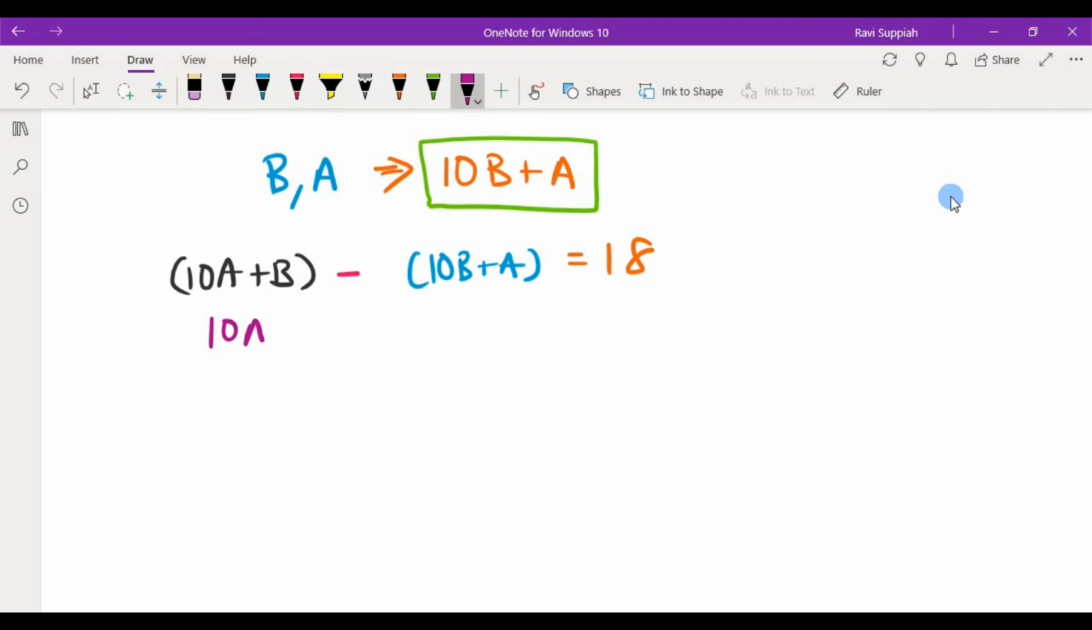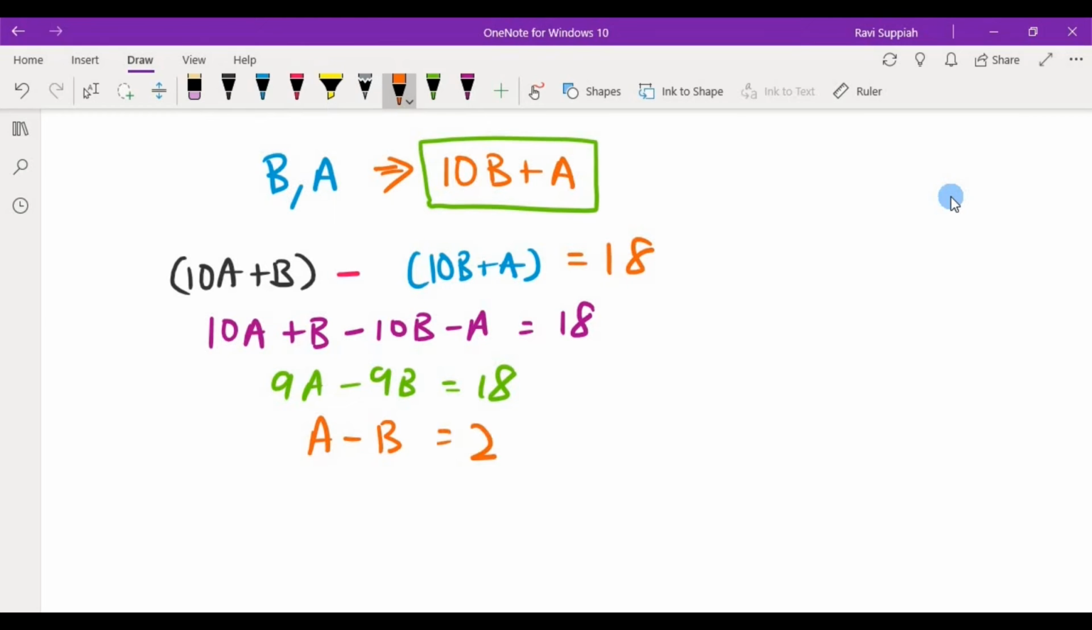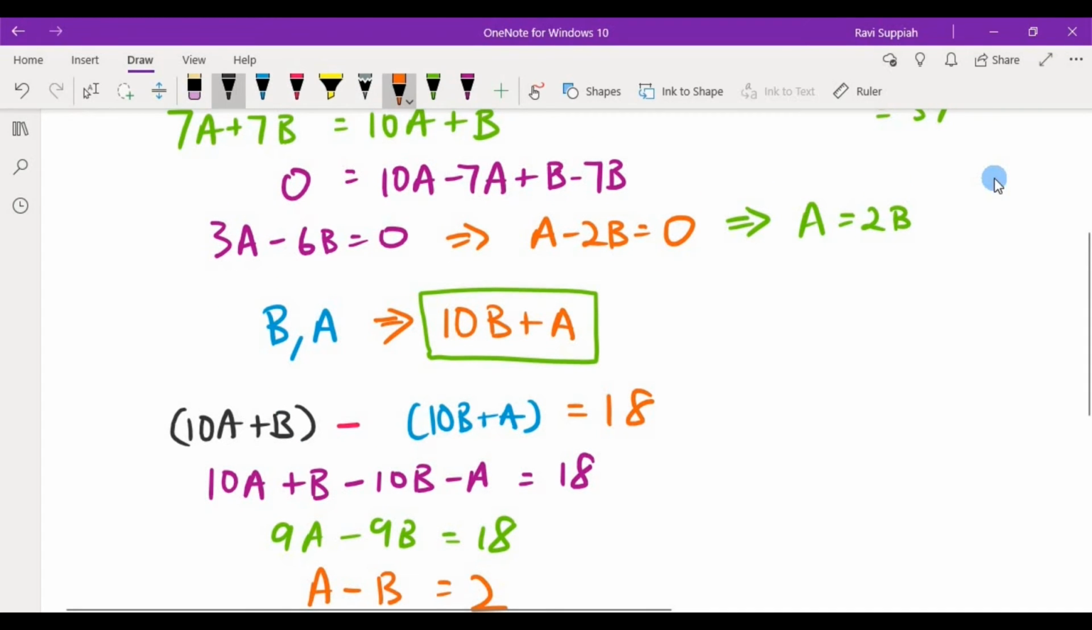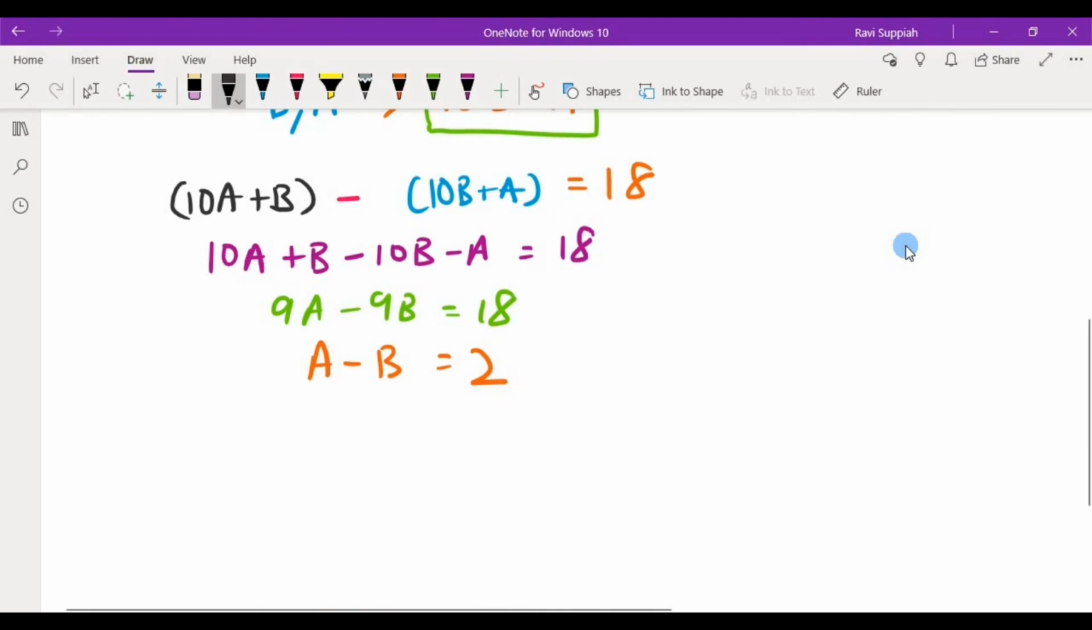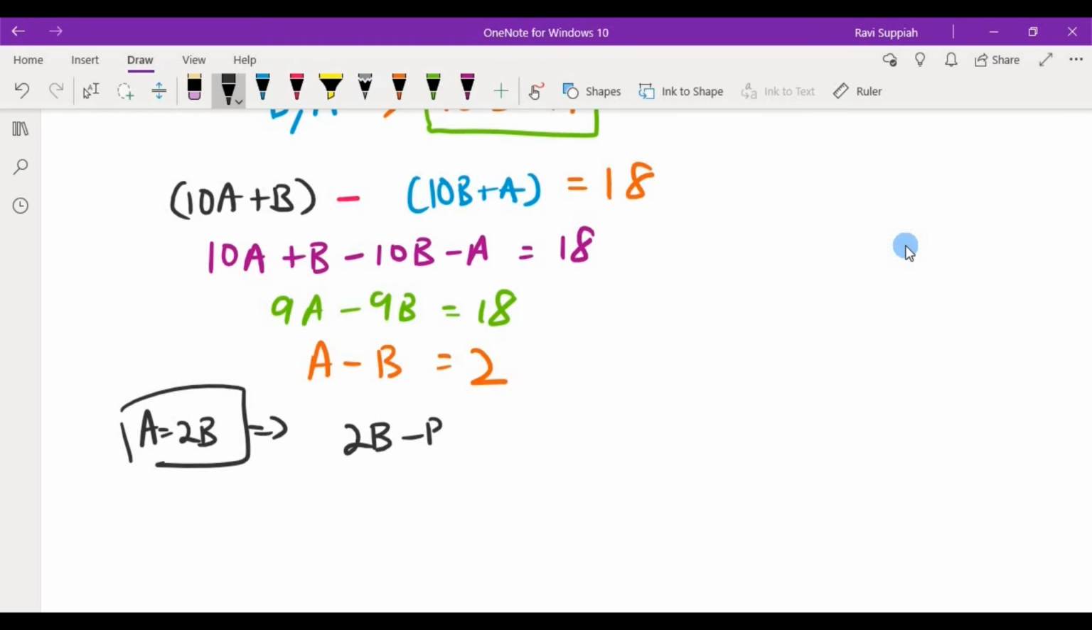Let's simplify this. 10A plus B minus 10B minus A equals 18. We get 9A minus 9B equals 18. Dividing everything by 9, I get A minus B equals 2. From the first equation, we already have the relationship that A equals 2B, so I'm going to substitute that in here. Putting A equals 2B into this equation, I get 2B minus B equals 2. So B equals 2.